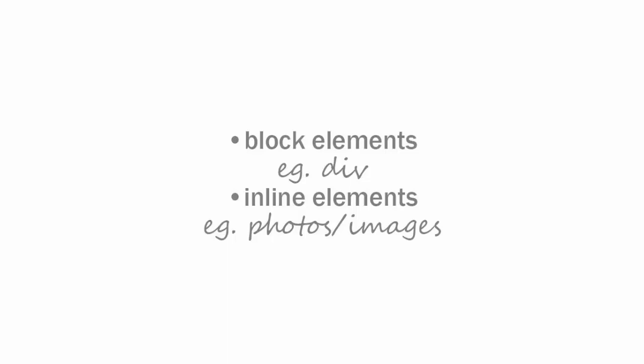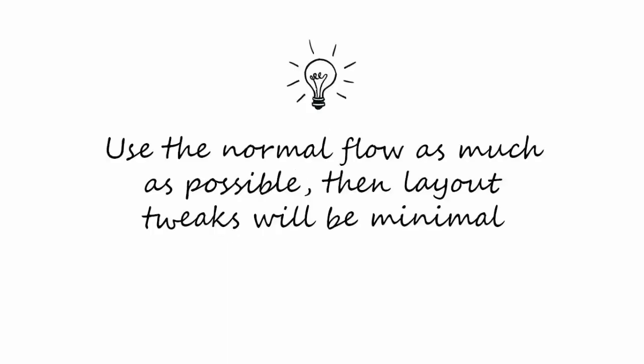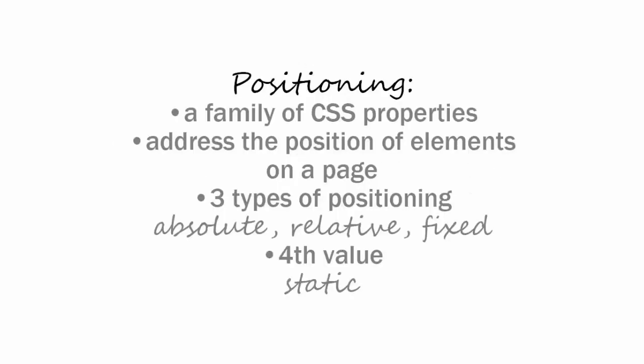These elements are HTML tags such as block elements, for example, a div tag, or inline elements such as images or photos. Since pages will naturally want to default to the normal document flow, it is best practice to use the normal document flow as much as possible. Then, layout tweaks will be minimal and the code will be much more streamlined. Use CSS to position elements that will deviate from that normal document flow. As I already mentioned, CSS contains properties specifically created to address the positioning of elements on a page.